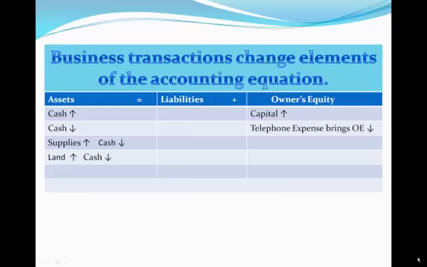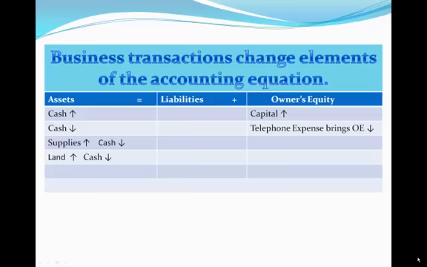When the company buys supplies using cash, the asset side of the equation goes up since the supplies have value and are now owned by the business. However, the asset side also goes down because the company used another asset, cash, to pay for the supplies. So one asset went up while another asset went down. When the company purchases land using cash, one asset, land, increases while another asset, cash, decreases.